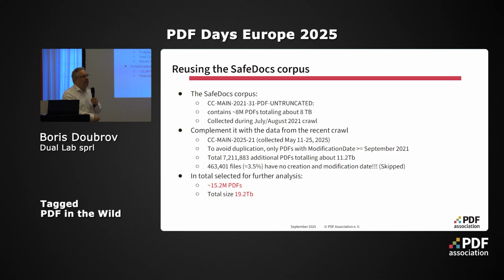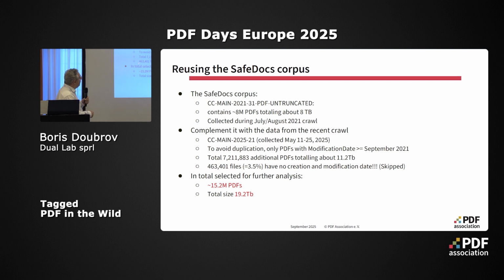So in the end, we've got 8 million files from SafeDocs corpus from 2021, plus additional 7.2 million files, which are recent ones, from the recent crawl, just to be precise, and have modification date greater or equal than September 2021. And here, the first surprise came out. 3.5% have no creation or modification date. We got used so much that all PDFs have proper metadata in there. So either information dictionary or XMP metadata have properly recorded creation or modification date, and that's all in the standards.